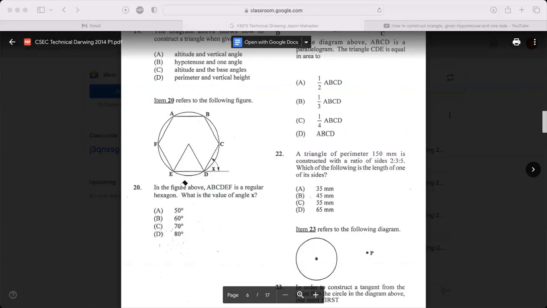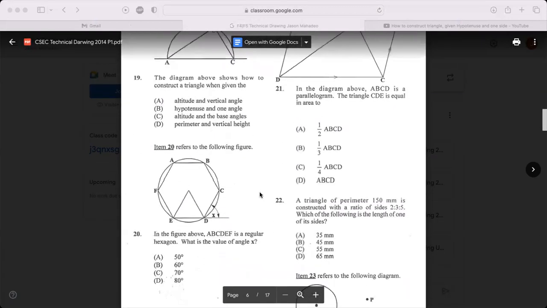So in the figure above, ABCDEF is a regular hexagon. A hexagon has 6 sides. What is the value of angle X? As you can see in a hexagon, this angle is the same as the angle on the inside, which is just going to be 360 degrees divided by 6 sides, which is 60 degrees. All right, so let's move on to 21.